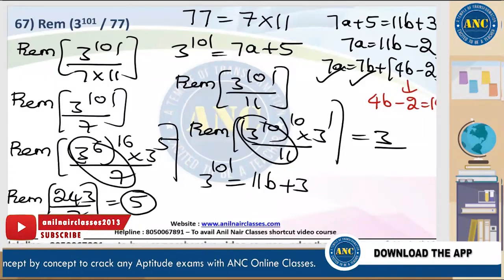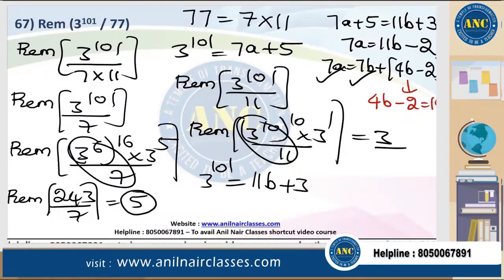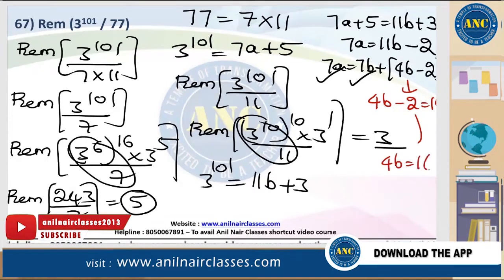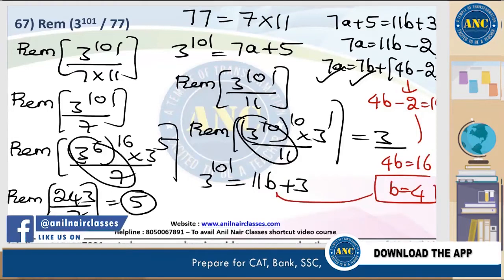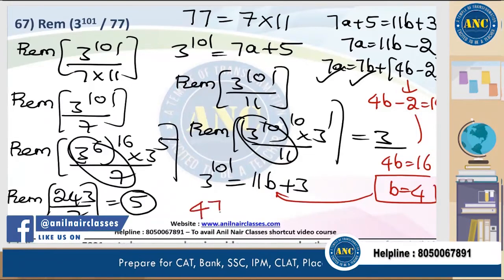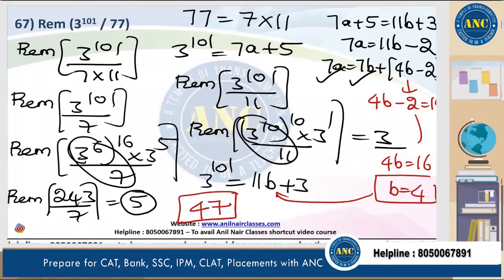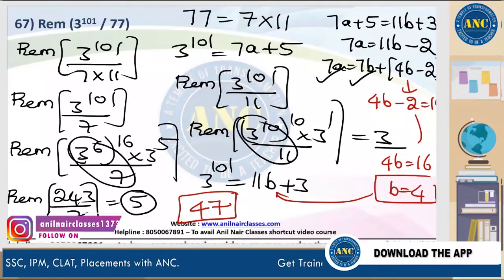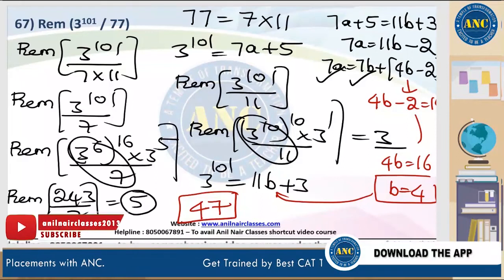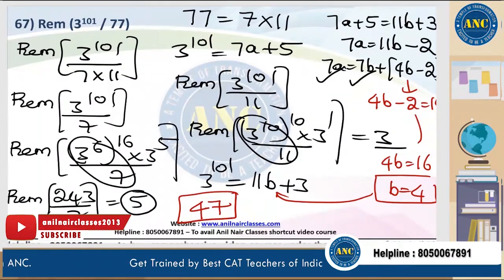So it has to be 14, because 4b is an even number, 2 is an even number. 4b is 16. b value 4. If b value is 4, substitute: 44 plus 3, 47 is the answer. Idea is clear. If the denominator is a composite number, write down the number as a product of coprimes.